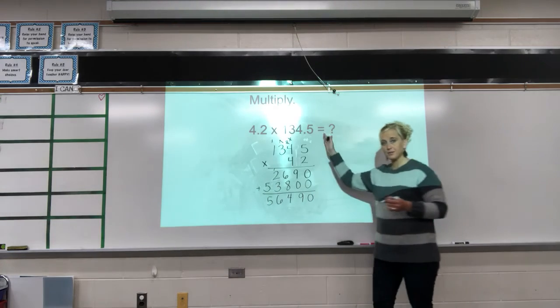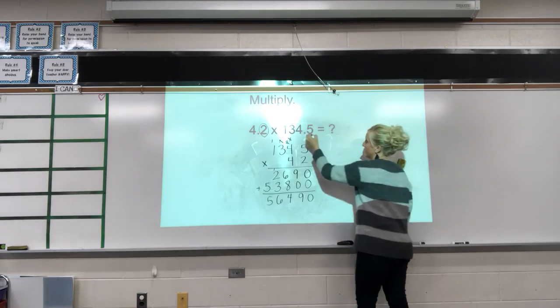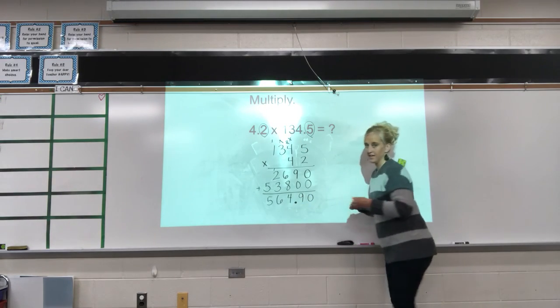And then I go back up to my problem. I have one number after the decimal. I have another digit after the decimal. So in my answer, I need 2 digits after the decimal.